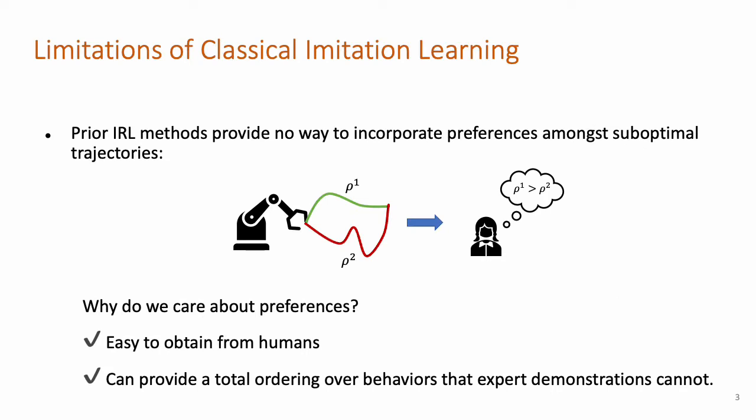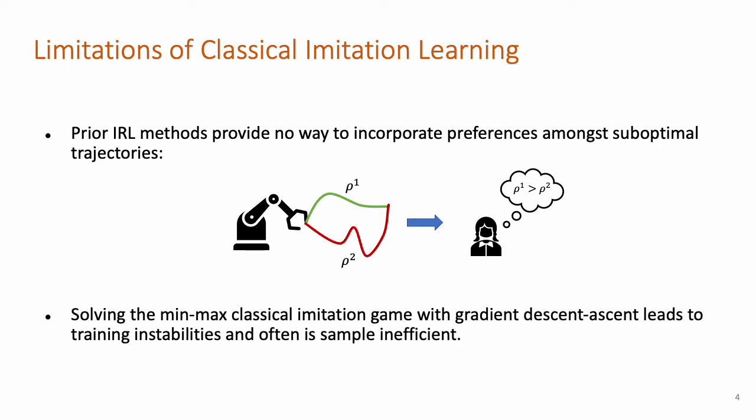Classical IRL methods provide no way to incorporate preferences among suboptimal trajectories. Preferences are important because they can be easy to collect and also give more information about the reward function than is available from the expert demonstrations. Classical imitation methods rely on using gradient descent-ascent to solve the zero-sum game. This strategy often suffers from training instabilities and often is sample inefficient.